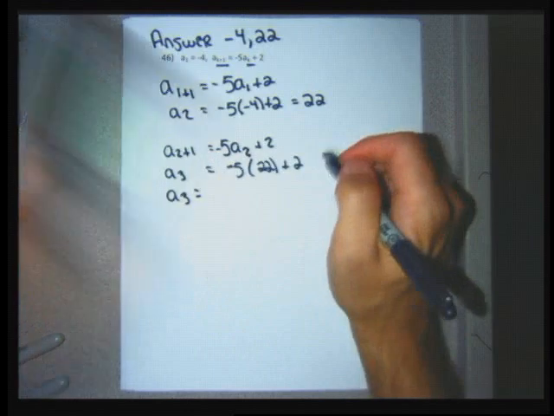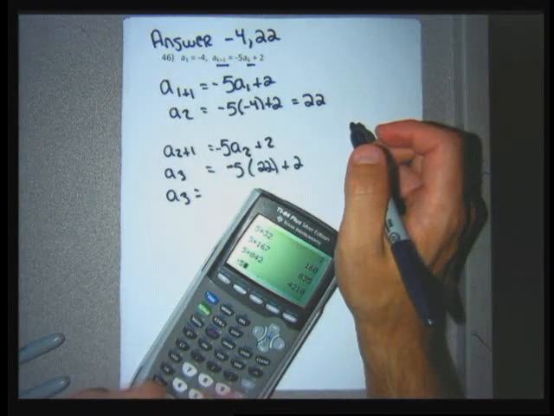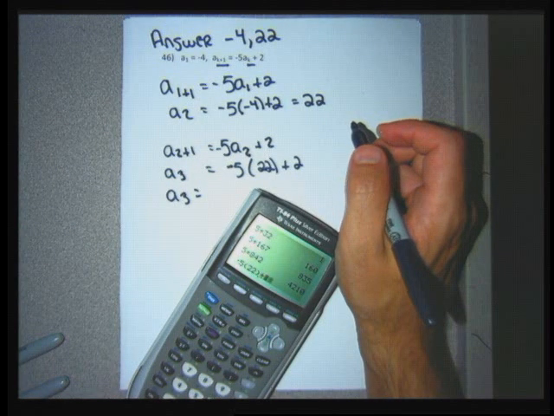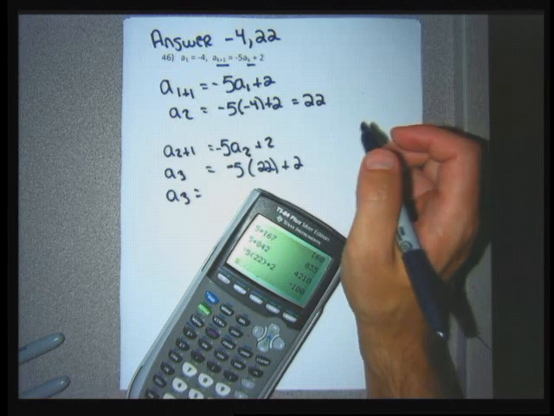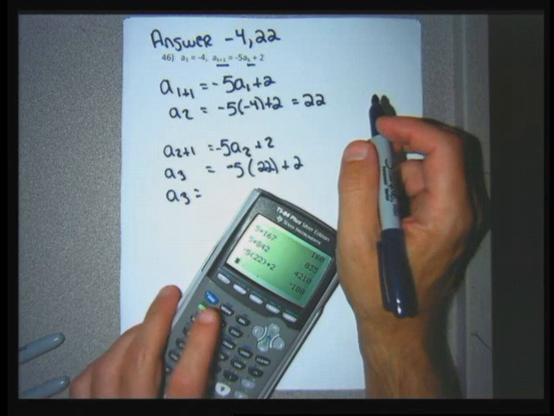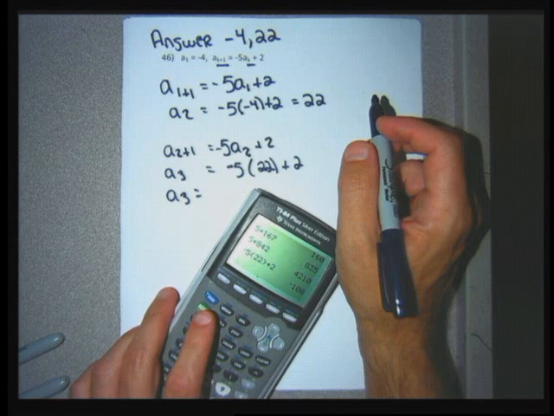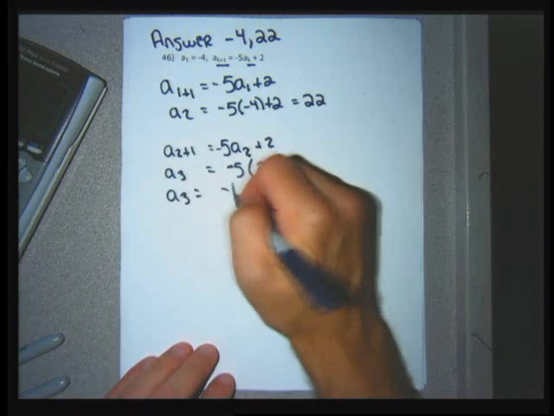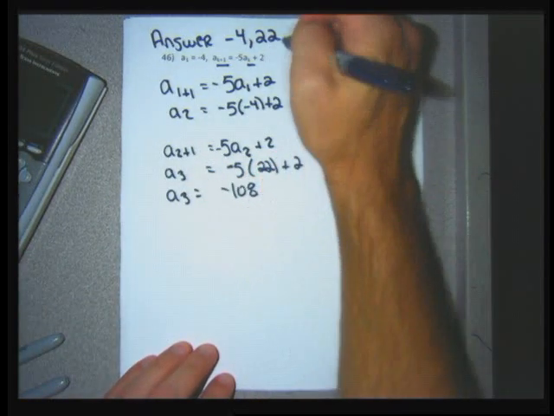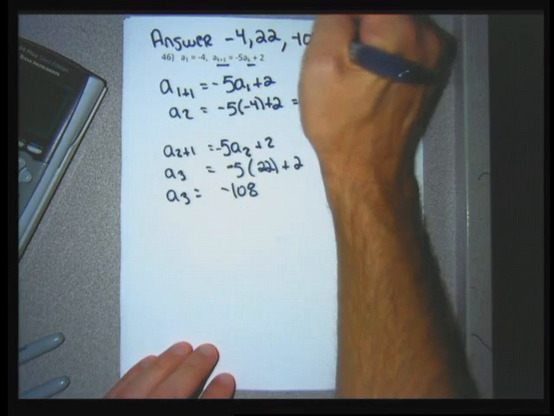So a sub 3 is going to be -108, assuming I did that right. I guess it is. So the third item in my list is going to be -108.